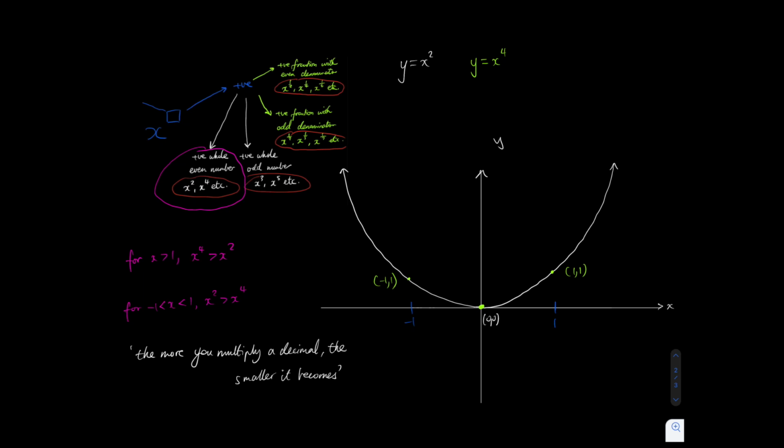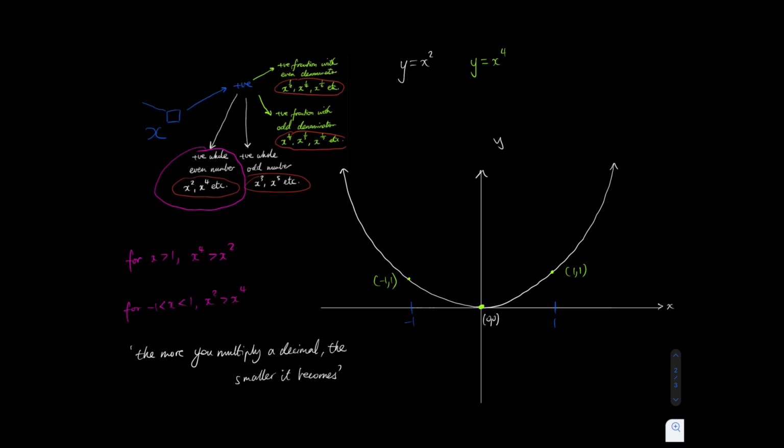However, between negative 1 and 1, x to the power of 2 is greater than x to the power of 4. The reason for this is that those x values are all fractions or decimals, and the more you multiply a decimal by itself, the smaller the decimal becomes.